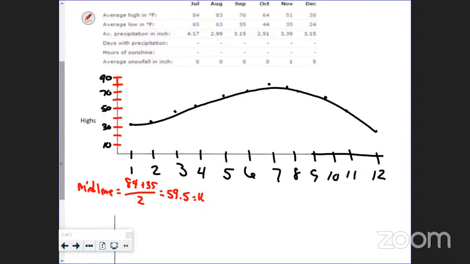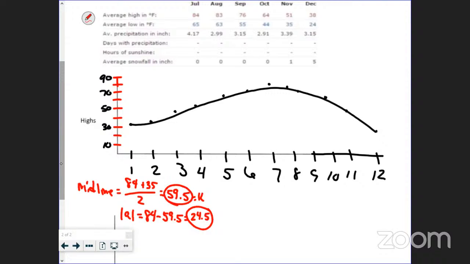Got it. Now I can find the amplitude. How do I find the amplitude? It's the distance from the midline to the max. All I have to do is take 84 minus 59.5. That's all I would have to do. What's 84 minus 60? 24.5. Thank you. Got that. So I've got two of my values.